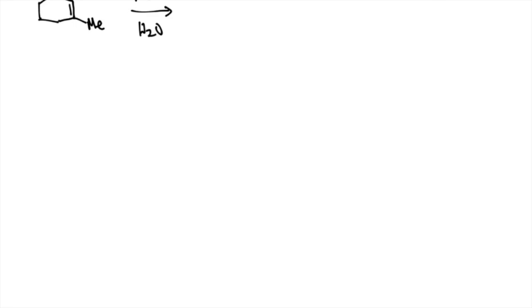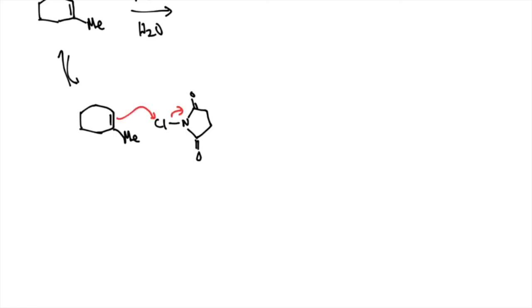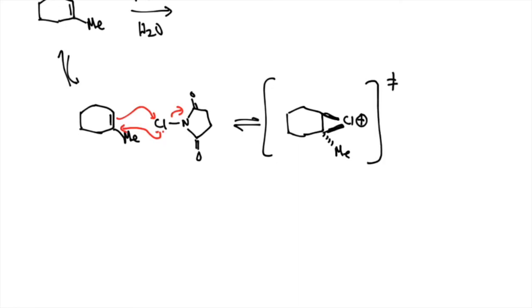We're going to get a 2+1 cycloaddition again. We can draw in N-chlorosuccinimide. This is the chlorine variant of N-bromosuccinimide. We're going to get a 2+1 cycloaddition to occur, and so we're going to get the chloronium ion. Let's say it adds from the top face again. That's going to make our methyl group go back, and our chlorine is going to be in front. And so here's our transition state.